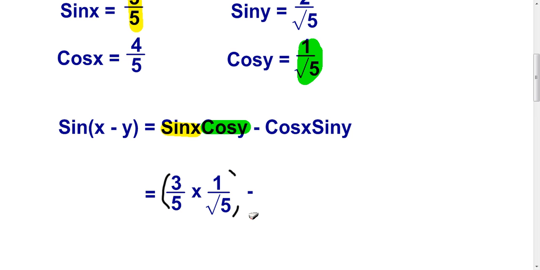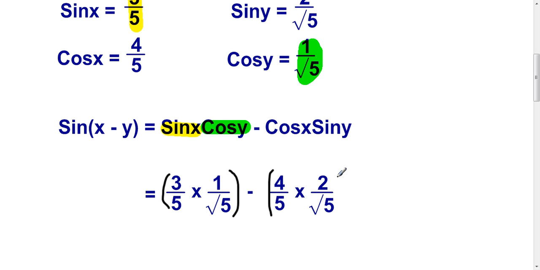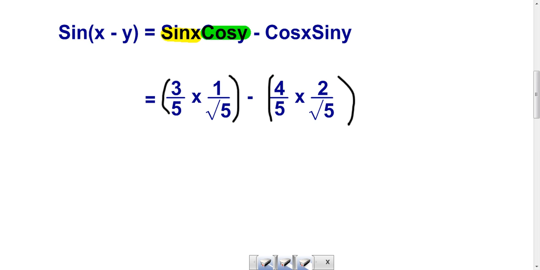And next, put your take away in, and then cos of x, look up here, that's 4/5 multiplied by sine of y, 2 over root 5. Again, I'll put some dodgy looking brackets in. There we go. Okay. Right, so now it's a case of multiplying this out.